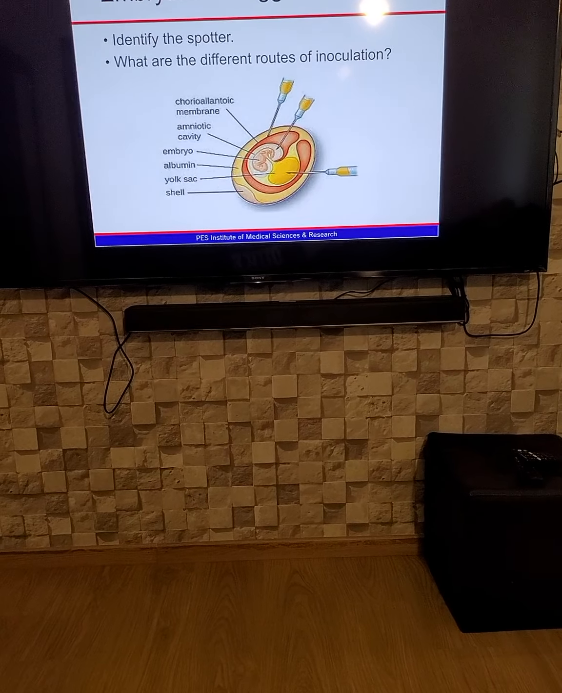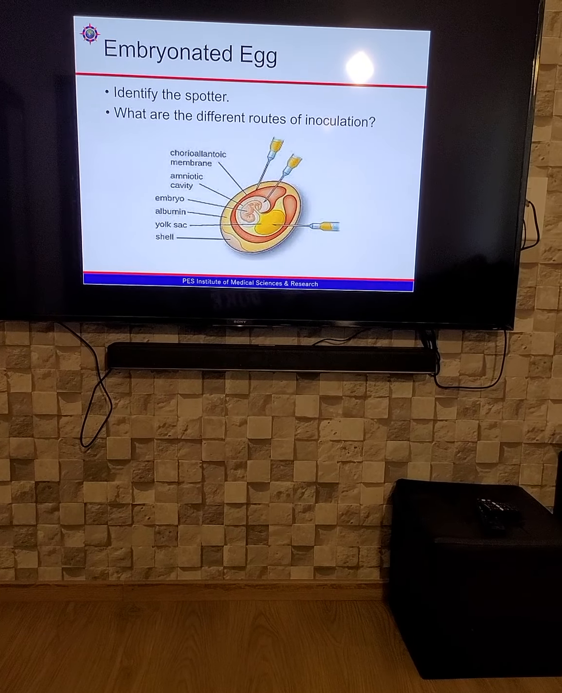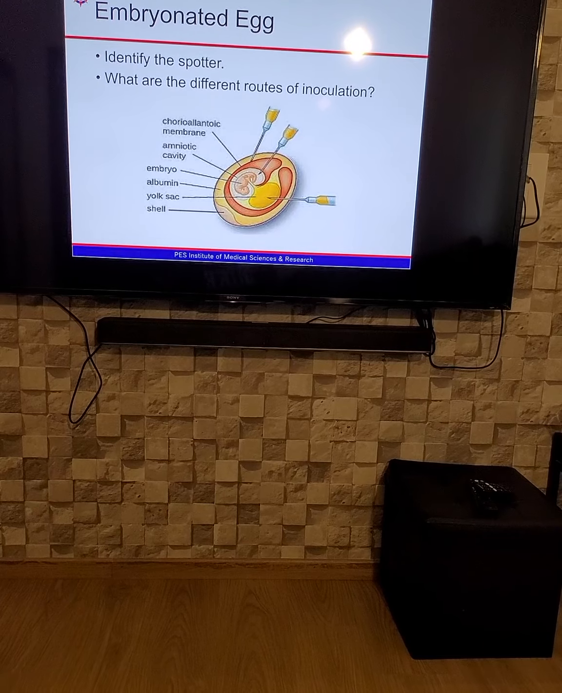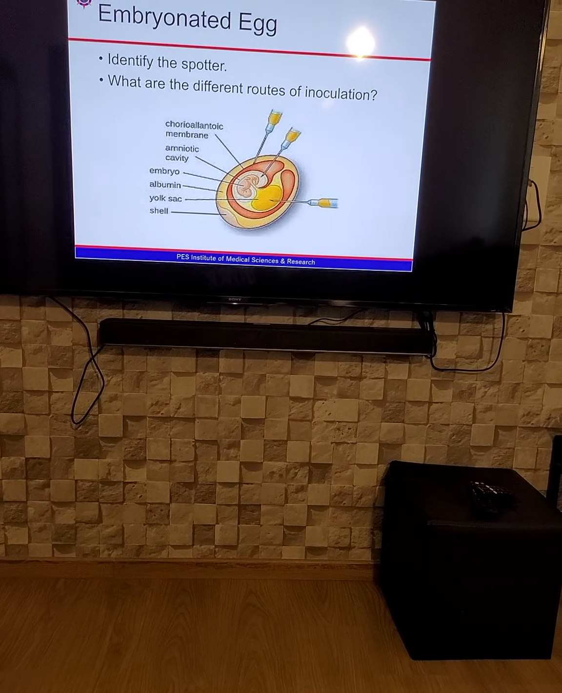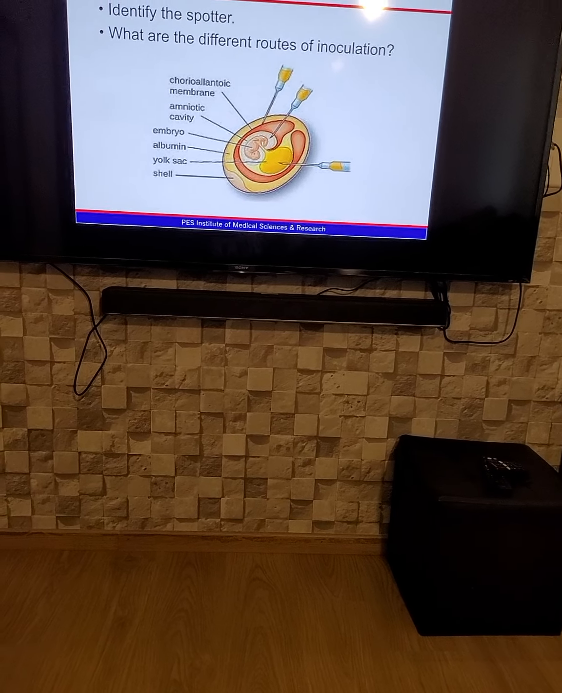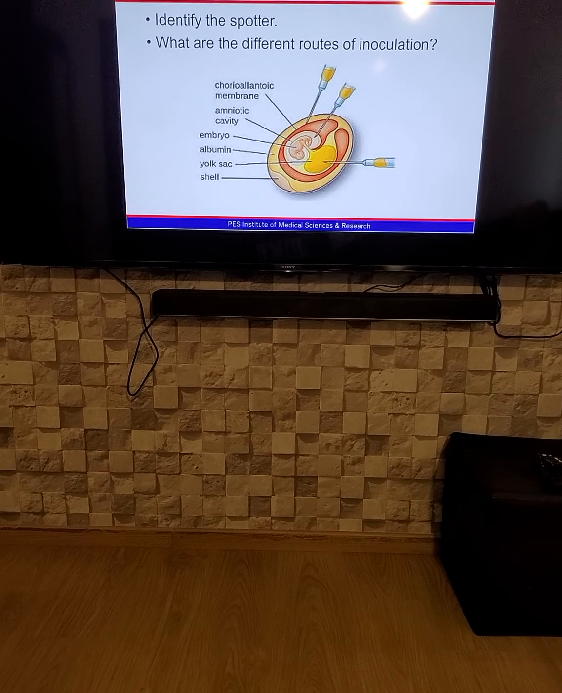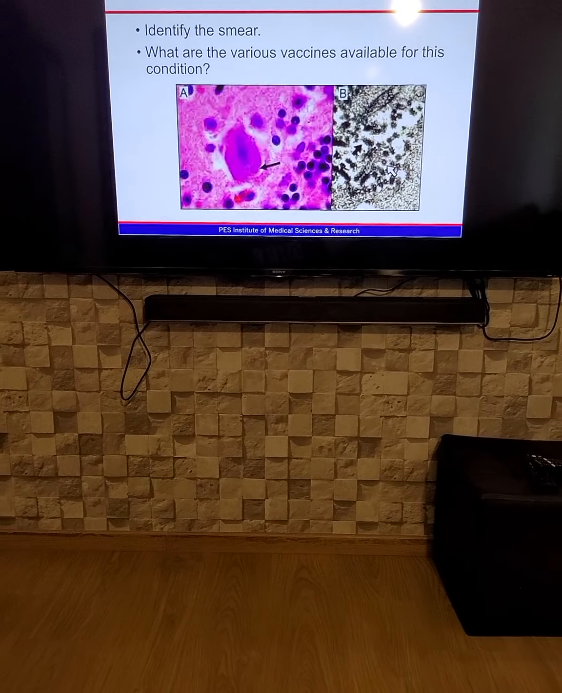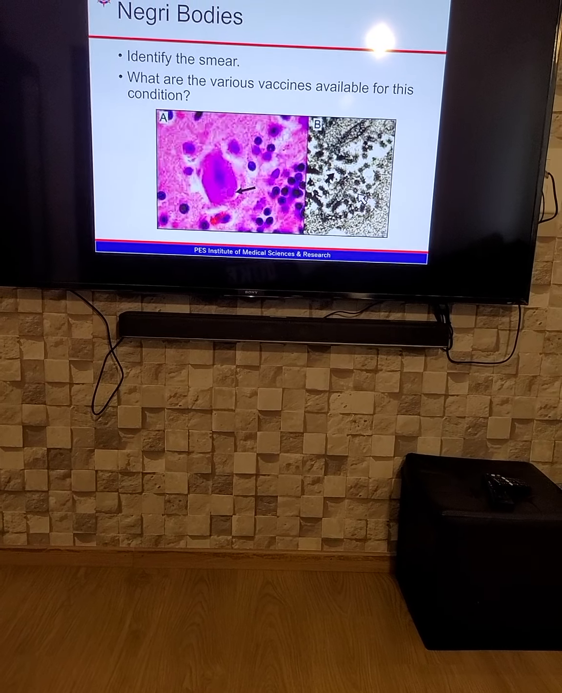Virology. The various routes of inoculation of the egg: chorioallantoic membrane, chorioallantoic cavity, yolk sac. These are the various vaccines prepared in chick embryo, such as anti-rabies vaccine, and rickettsia and chlamydia are grown in the yolk sac. This is an inclusion body seen in rabies.